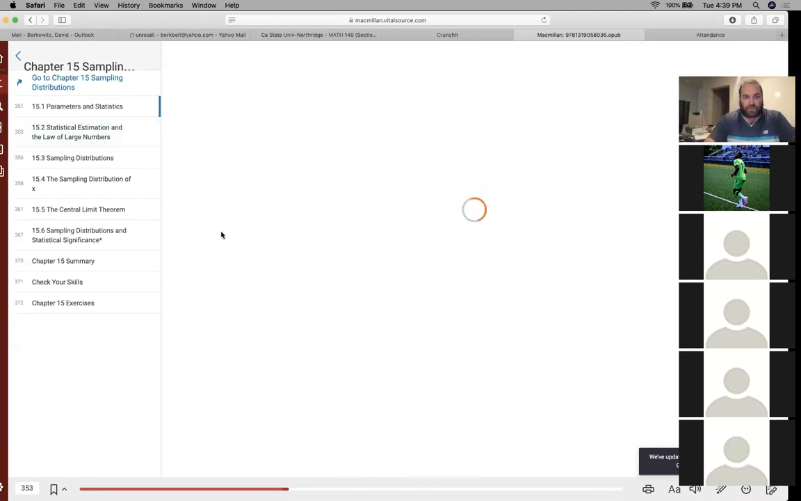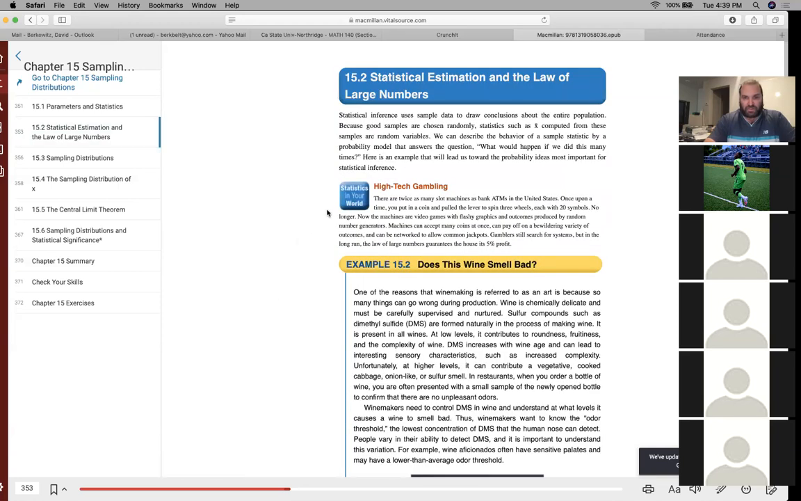So let's go to 15.2. Statistical estimation and the law of large numbers. So if you flip a coin one time, are you more likely to get a tails or a heads? They're even, right? What if you flip a coin 1,000 times? Are you going to claim you're just as likely to get 0 heads as 500 heads? In your experience, if you flip a coin 1,000 times, is no heads as equally possible as 500 heads?